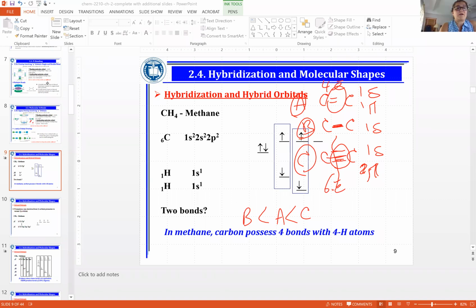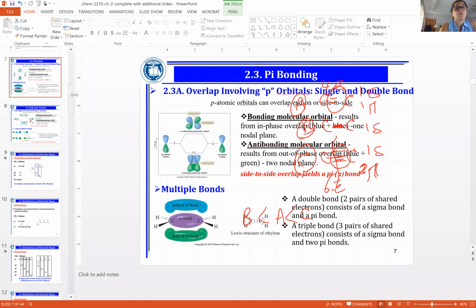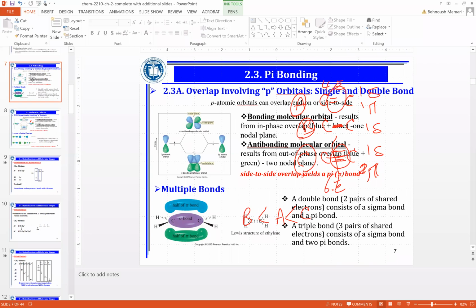Okay, I can go back a couple of slides, tell me which one. It was this one here. This one? The bonding molecular orbital, the pi bonding. Yeah, for the pi bonding.